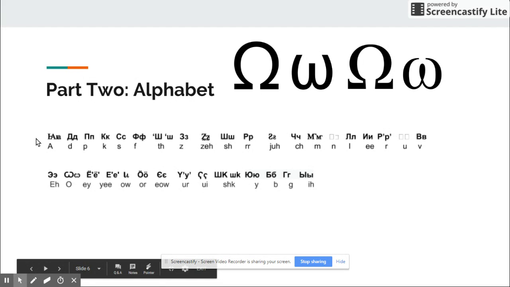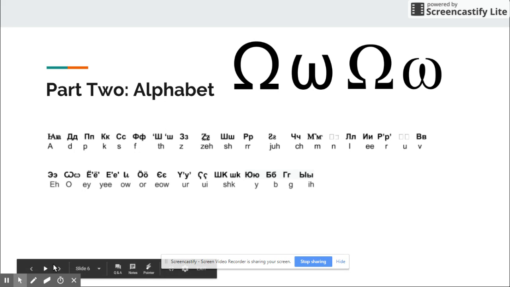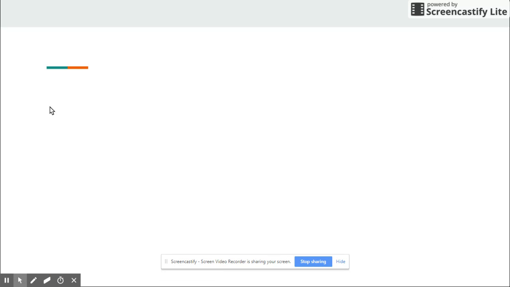Now we are going to talk about the alphabet, which is a mixture between the Slavic alphabet, the Latin alphabet, and the Old Slavic alphabet. I will be talking about each letter and the sound it makes, and also how you draw them basically.